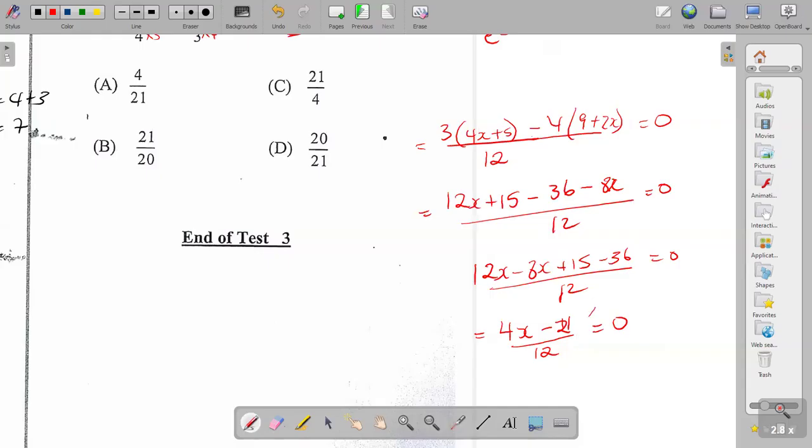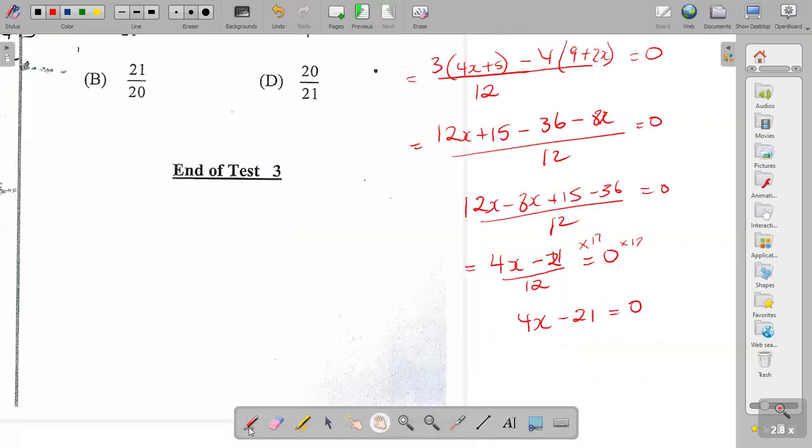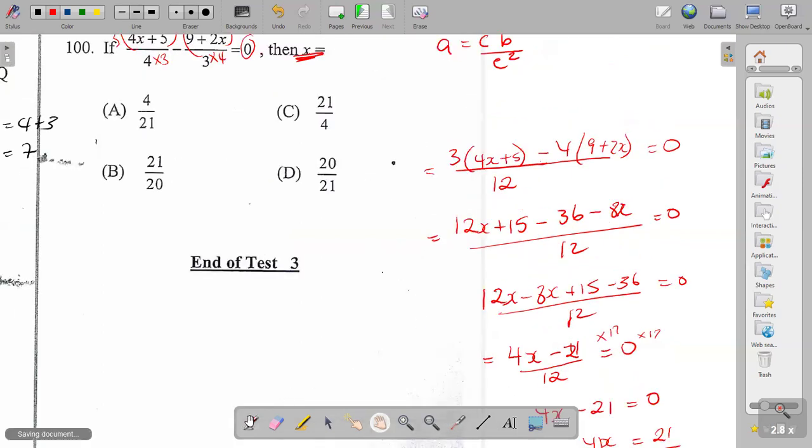So we multiply by 12 on both sides to get rid of the denominator. So we have 4x minus 21 is equal to 0. And so then we move this over, so 4x is equal to positive 21. You divide by 4 on both sides. So x is equal to 21 over 4. So 21 over 4. Ladies and gentlemen, that is it.